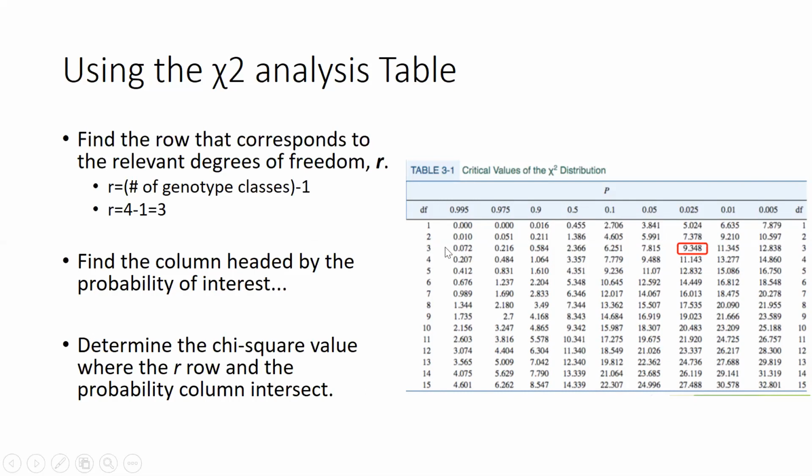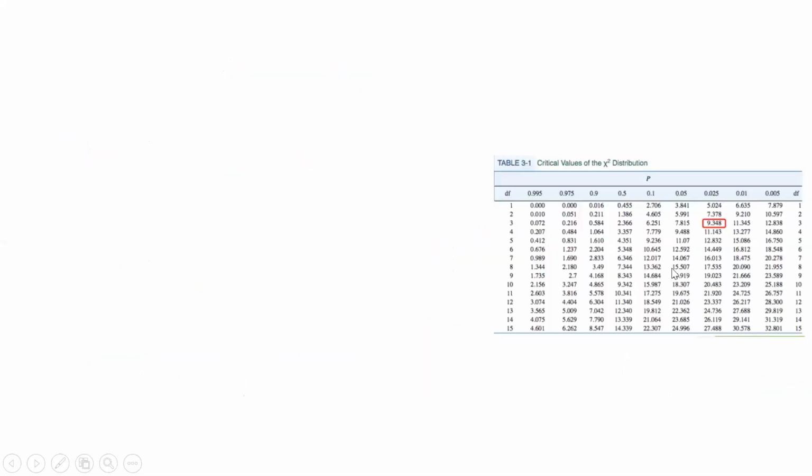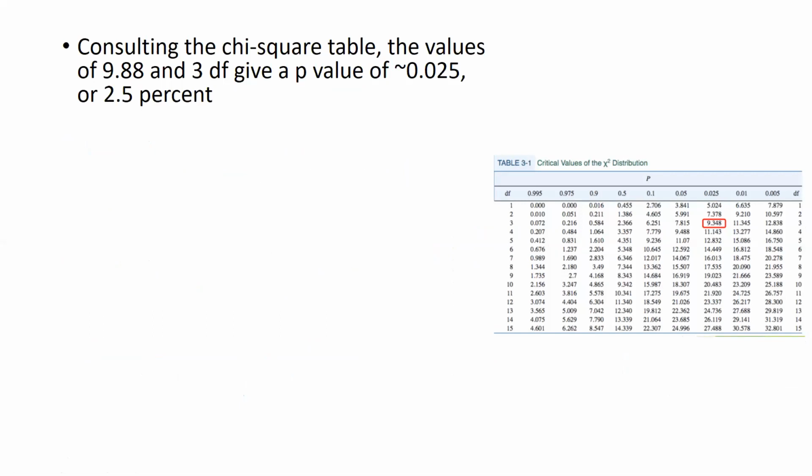So we look through this row and see where it intersects. One thing with this table is that you never go higher than the number you get as your chi-square value. So in this case, you would see that when you reach 2.5% or 0.025, you get 9.348, and at 0.01, you get 11.34. So you're like, okay, we are at 2.5%. That is our p-value.